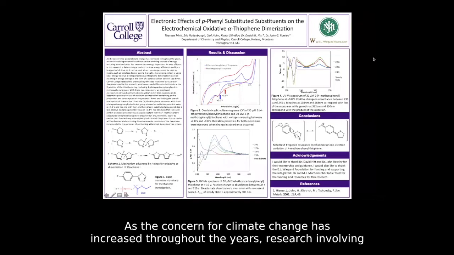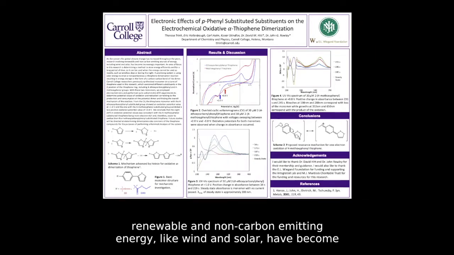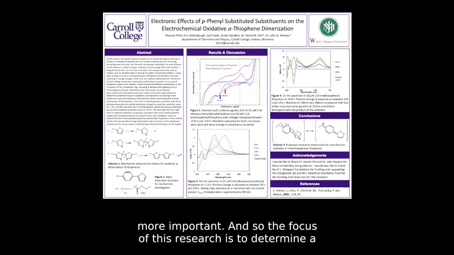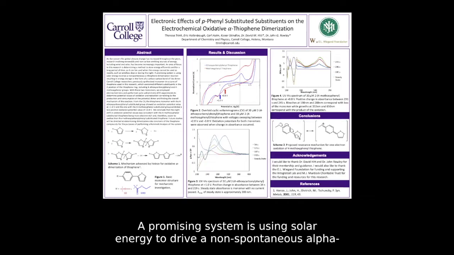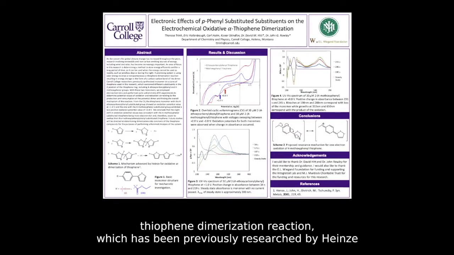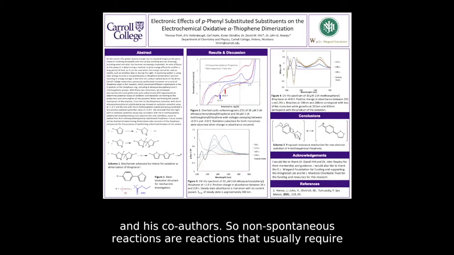As the concern for climate change has increased throughout the years, research involving renewable and non-carbon emitting energy like wind and solar have become more important. And so the focus of this research is to determine a way to store energy efficiently and for a long period of time. And so a promising system is using solar energy to drive a non-spontaneous α-Thiophene dimerization reaction, which has been previously researched by Heinz and his co-authors.